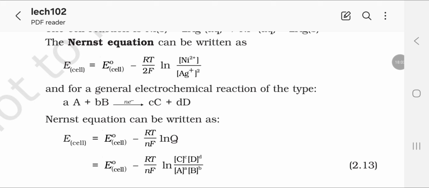For a general electrochemical reaction of the type aA + bB gives out cC + dD, the Nernst equation can be written as E cell is equal to E naught cell minus RT by nF into ln of Q, equal to E naught cell minus RT by nF into ln of concentration of C raised to the power c, concentration of D raised to the power d, divided by concentration of A raised to the power a into concentration of B raised to the power b.